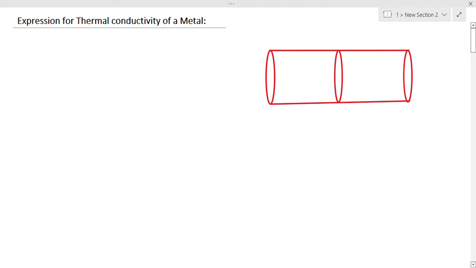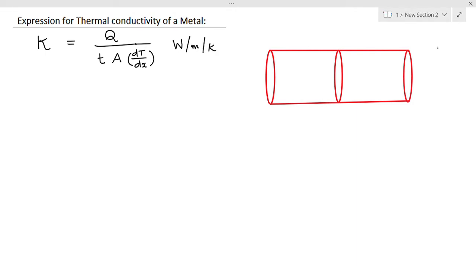Hi everyone, today we are going to see the expression for thermal conductivity of a metal. It is given by the symbol K. The definition for thermal conductivity can be taken from this formula, Q by dA dt by dx. The unit being watt per meter per Kelvin.